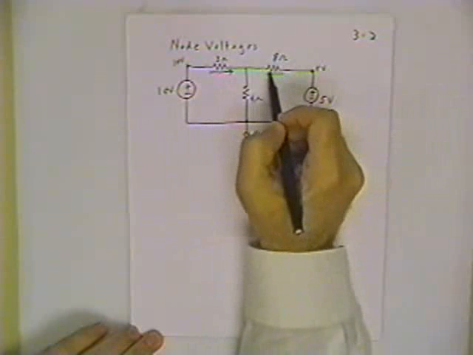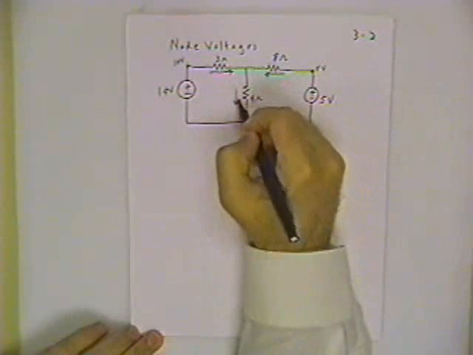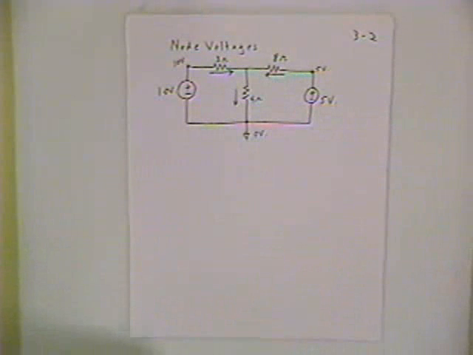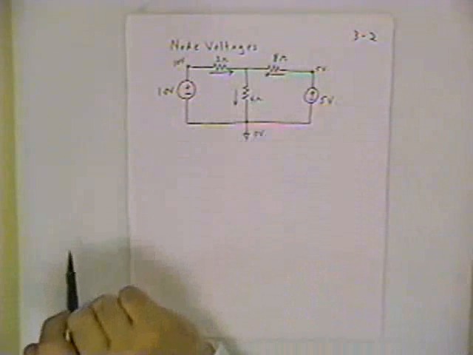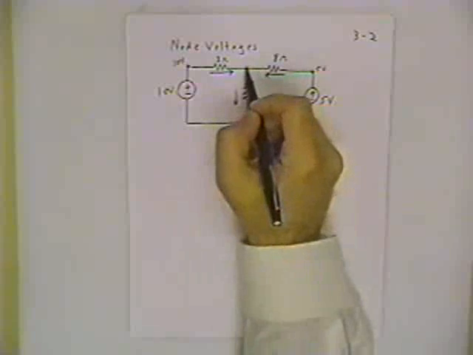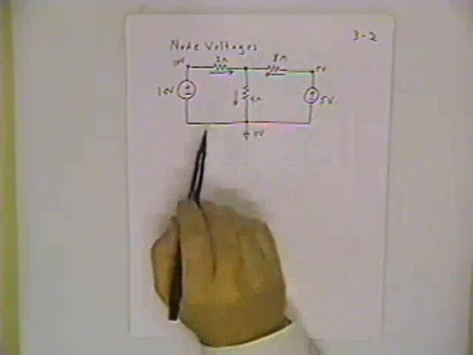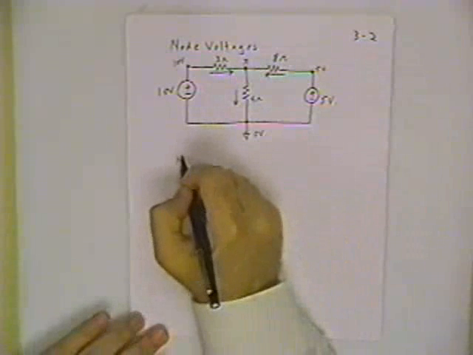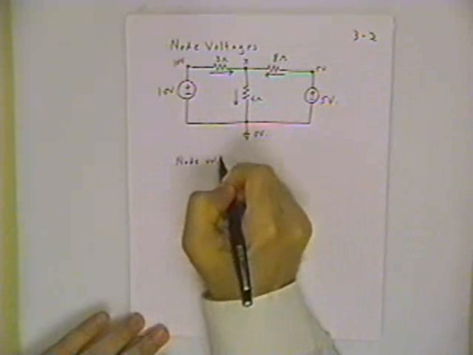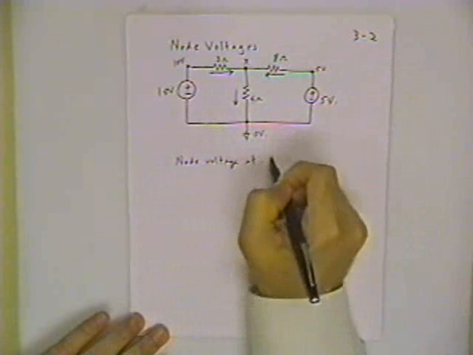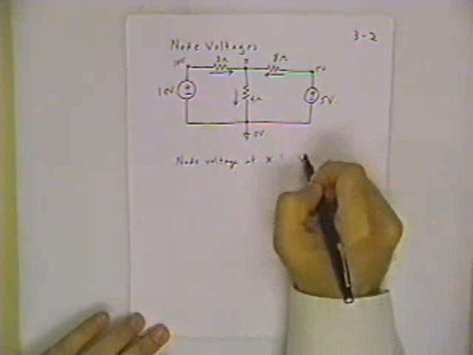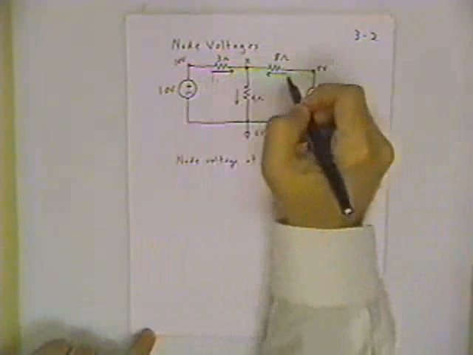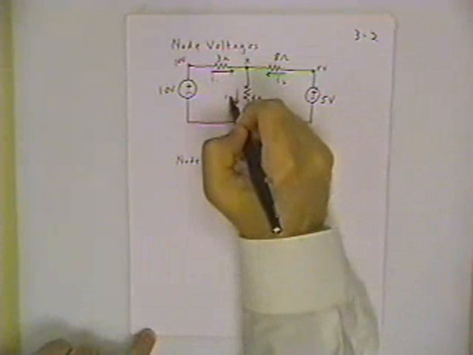Just to show the technique, we can assume any direction of current we want, but these are going to turn out to be natural directions. I could just as easily have shown the arrow in the other direction and written the equation accordingly. What I'm solving for in the node voltage technique is the one unknown voltage in this whole problem, and that's at node X. We have what's called the node voltage at X, and let's just call that V sub X. We call these currents names I1, I2, I3.